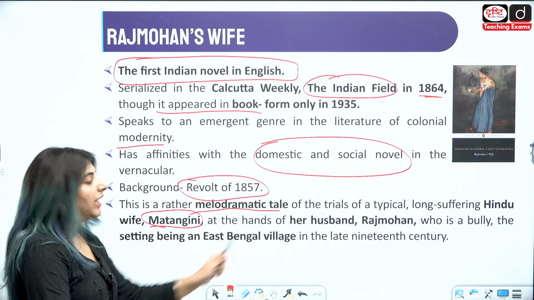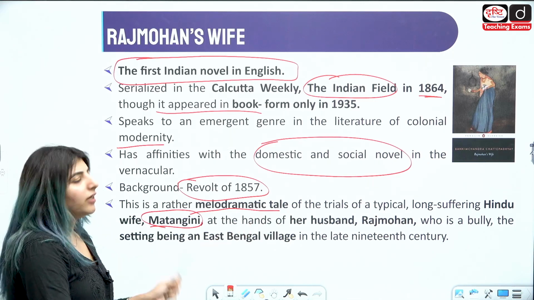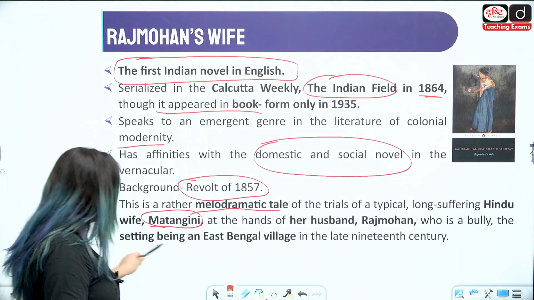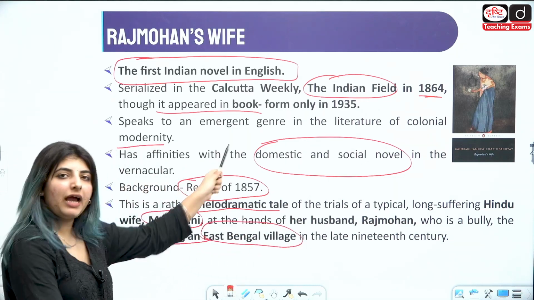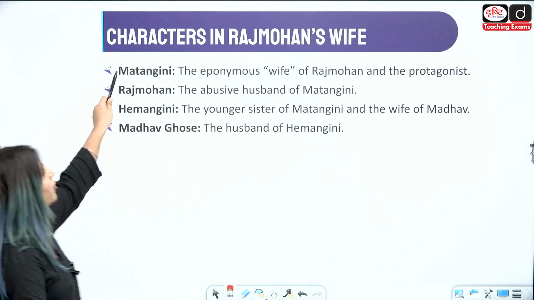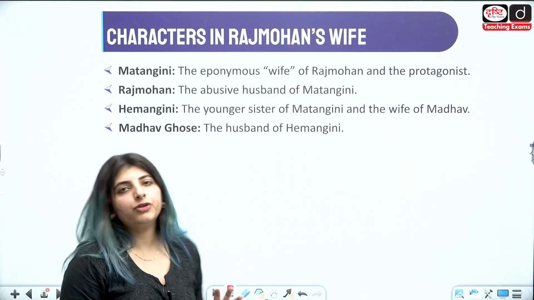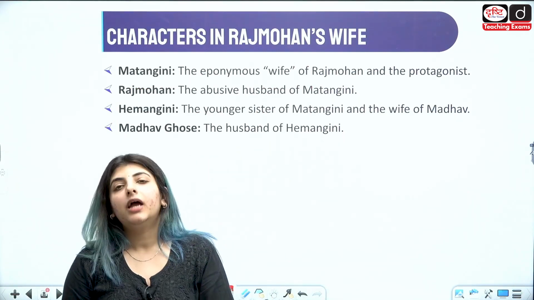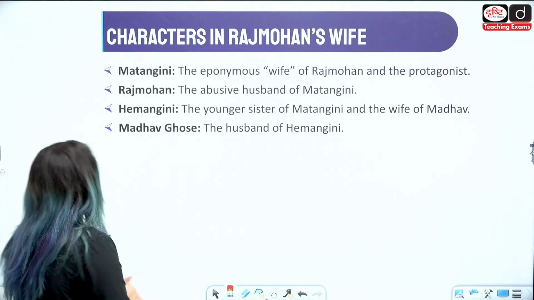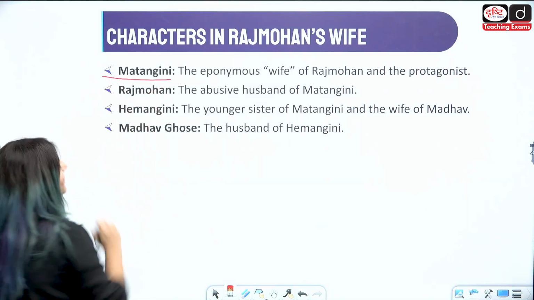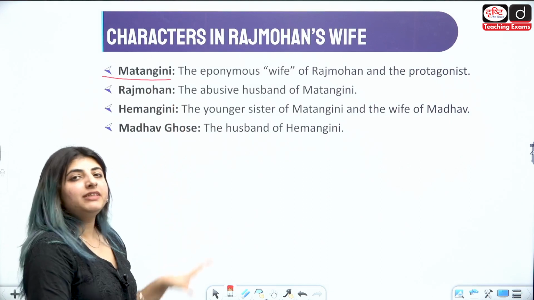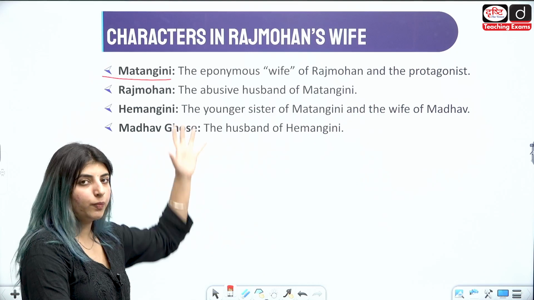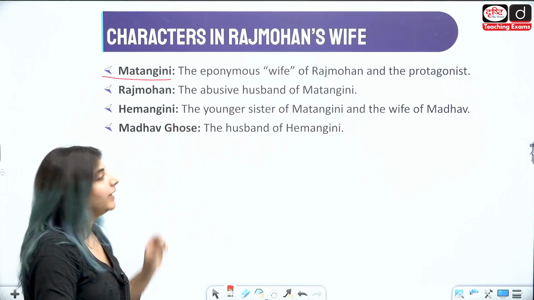जिनका नाम है मतंगिनी, और जिनके husband है राजमोहन, who is not a good husband at all. He is a bully. He is an abusive husband. Right? And the setting is an East Bengal village, as of course I told you. So there are 4 major characters. I am not going to give you the detailed summary here. That you will have to do on your own. Coming back to the 4 characters that we have: Matangini is the protagonist here, right? She is the eponymous wife of Raj Mohan and the protagonist, because Raj Mohan's wife के ऊपर ये title जो है वो लिखा गया है.